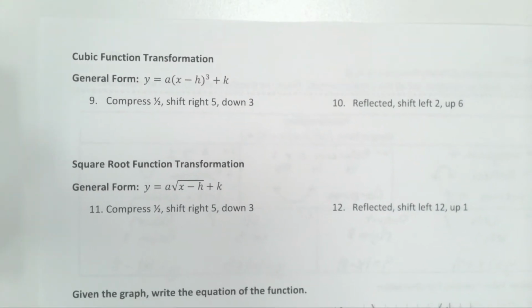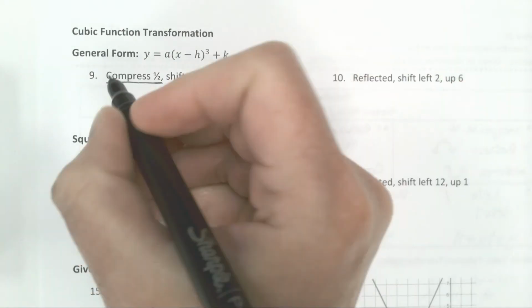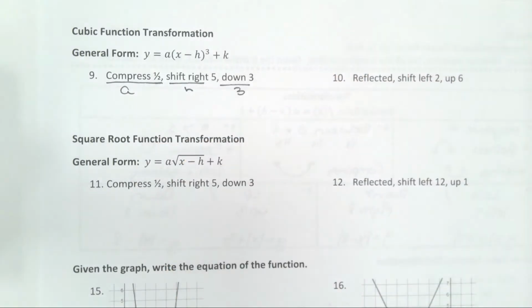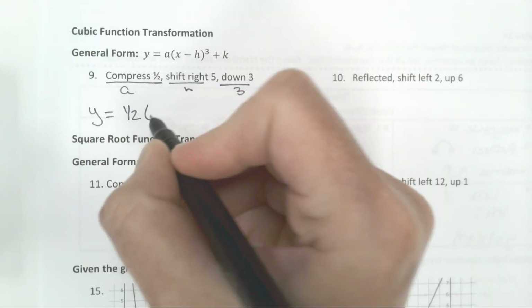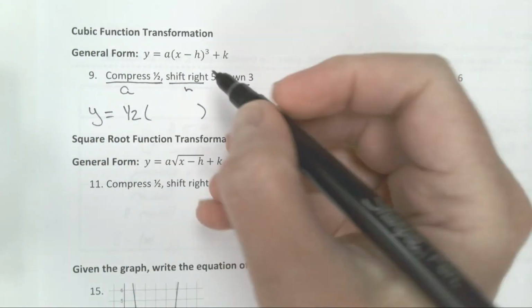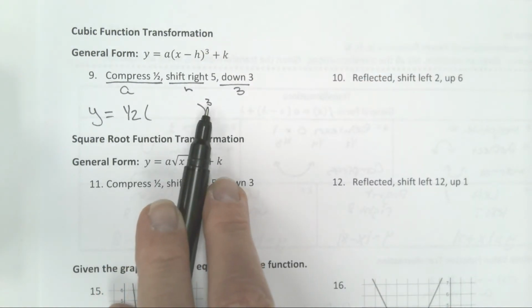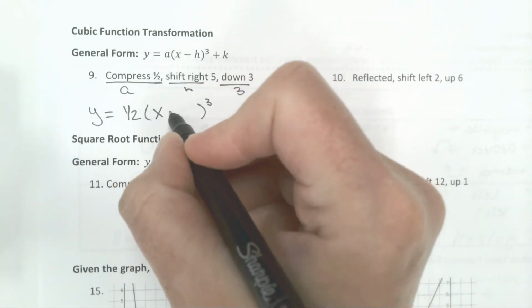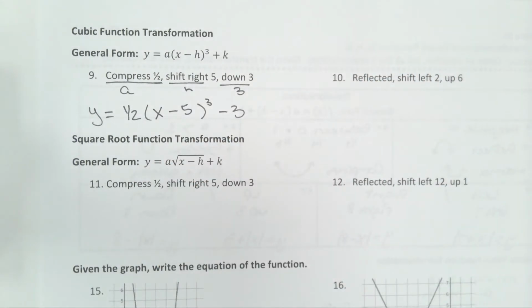All right. Let's go to the back and do some cubics. Compress is your A. Shift right is your H. Down 3 is your K. So that means I have a half out in front. We've switched to cubic, so now your grouping symbol is just parentheses with a 3 exponent now. Right 5, your x lies, so you go minus 5. Down 3 is a minus 3.